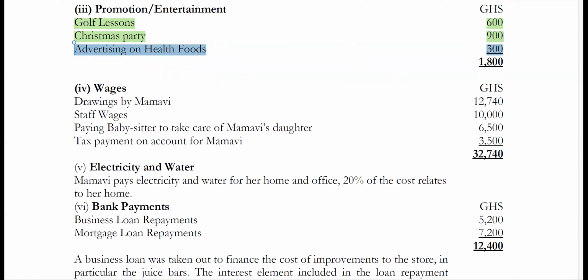Advertising on health foods should be allowed, because she sells them. We said that's the nature of the business. Yes, Habib.